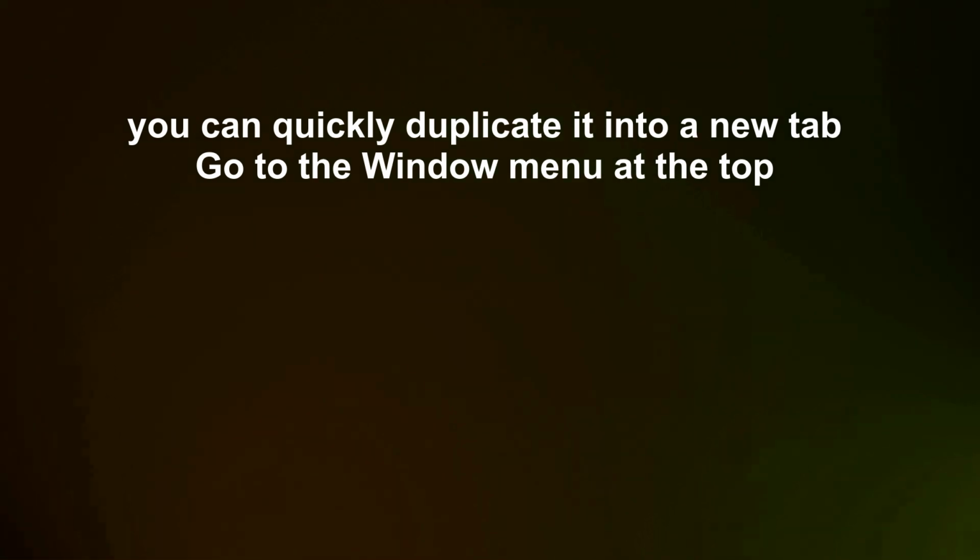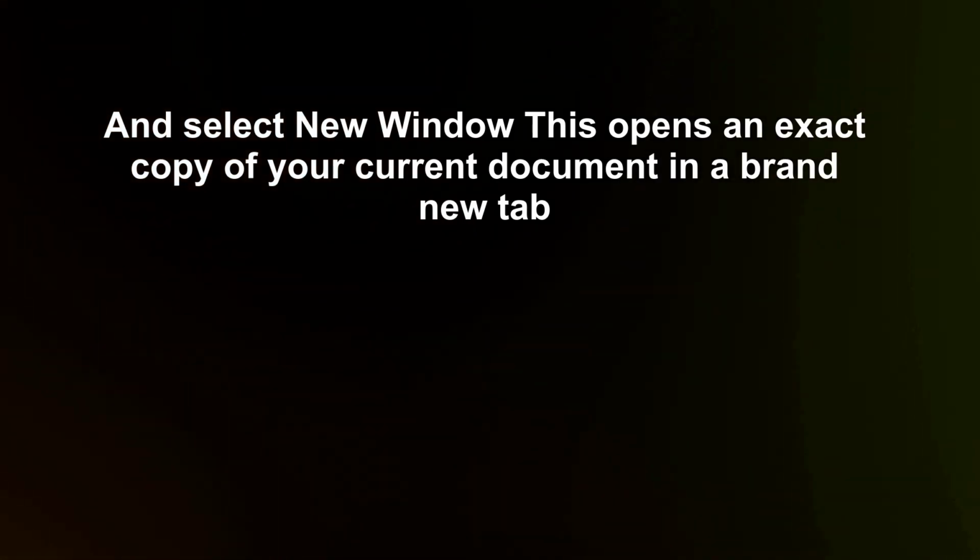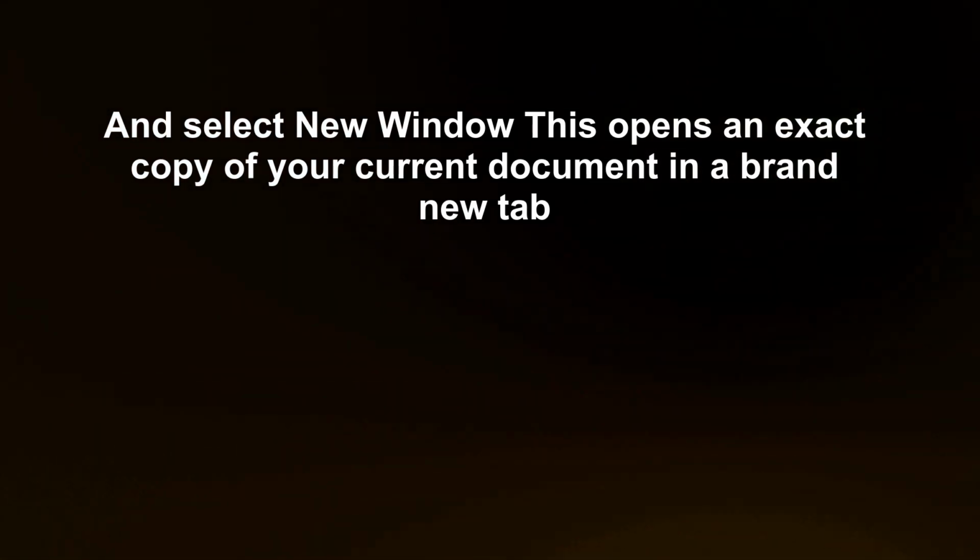And finally, if you already have a document open, you can quickly duplicate it into a new tab. Go to the Window menu at the top, navigate down to Arrange, and select New Window. This opens an exact copy of your current document in a brand new tab.